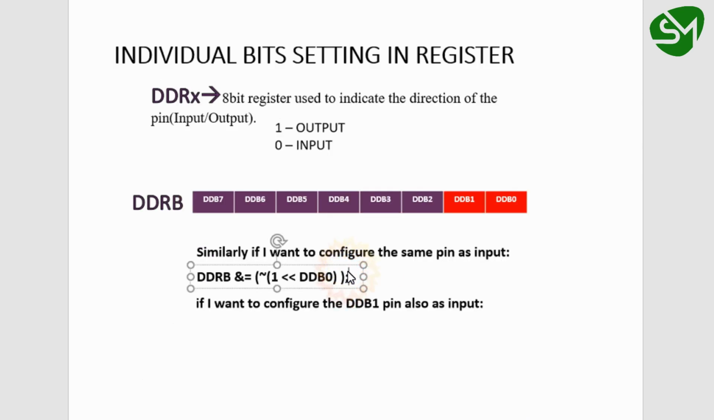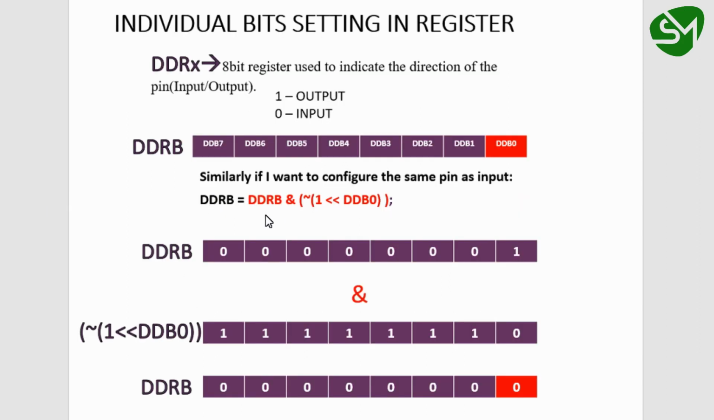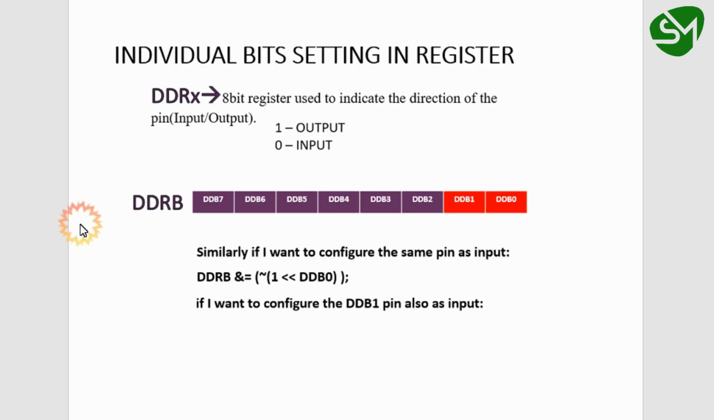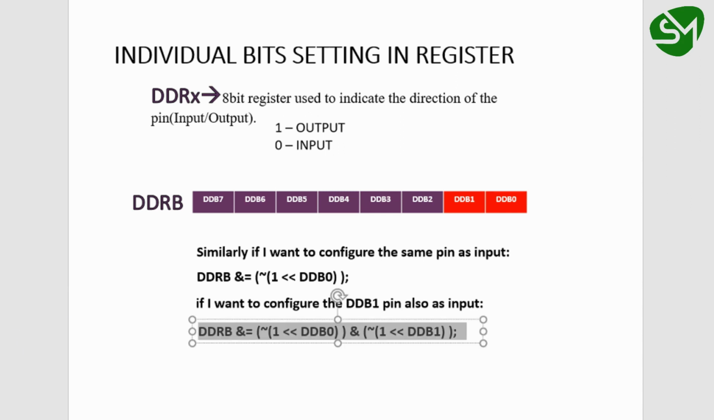You can also simplify this line as per this. Instead of writing DDRB equal to DDRB ampersand of negation of 1 left shift of DDB0, you can write DDRB ampersand equal to negation of 1 left shift of DDB0. And similarly, if I want this bit also to be configured as input, I just want to clear this bit also. That can be done using the statement DDRB ampersand equal to negation of 1 left shift of DDB0 ampersand negation of 1 left shift of DDB1. Like this, you can perform as many AND operations in a single line for clearing bits in an 8-bit register.